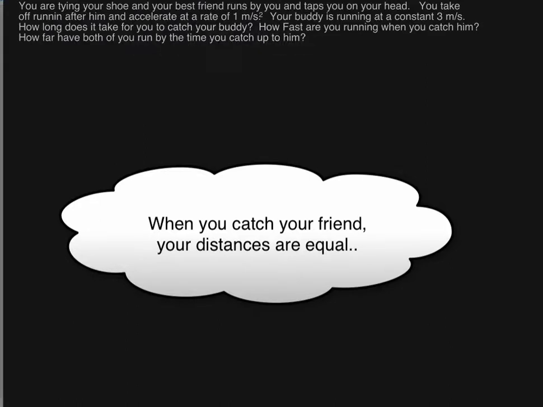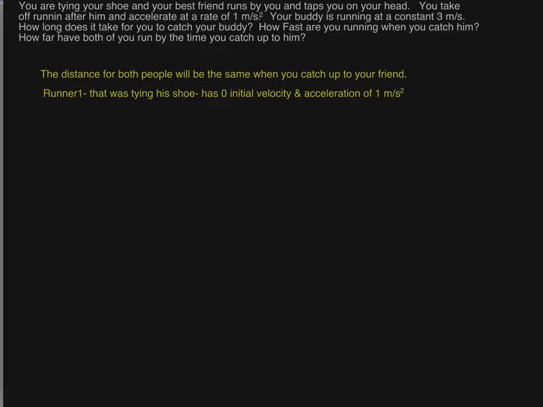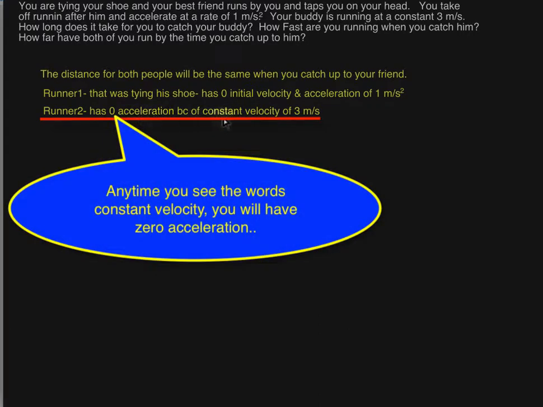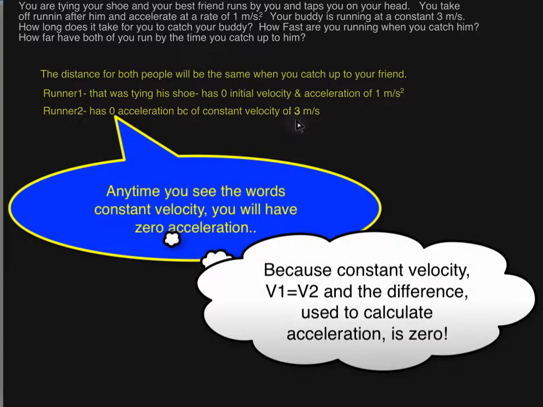So let's take a look at this. What we need to realize is that the distance for both people will be the same when you catch your friend. So runner 1 and runner 2 will have the same distance. When we're looking at runner 1, you're tying your shoe, so you have an initial velocity of 0 and an acceleration of 1 meter per second squared. Runner 2 has 0 acceleration because of the words constant velocity. V1 equals V2, so there is no change in velocity, and the velocity is 3 meters per second.